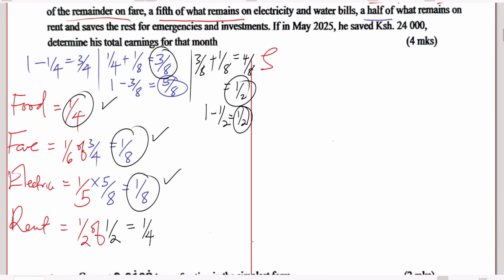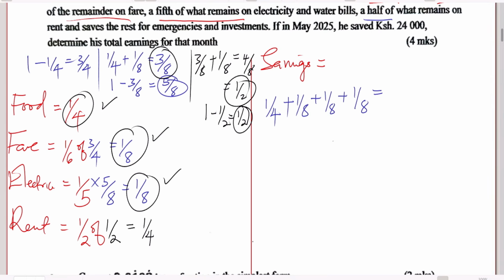Now we have the savings. What will be the saving? Whatever remains. Now to get what remains, we shall take the sum of 1/4 for food, plus 1/8 for fare, plus 1/8 for electricity. Then we have rent, an eighth. So what fraction so far is this? That is what you are supposed to do. So we add everything there.